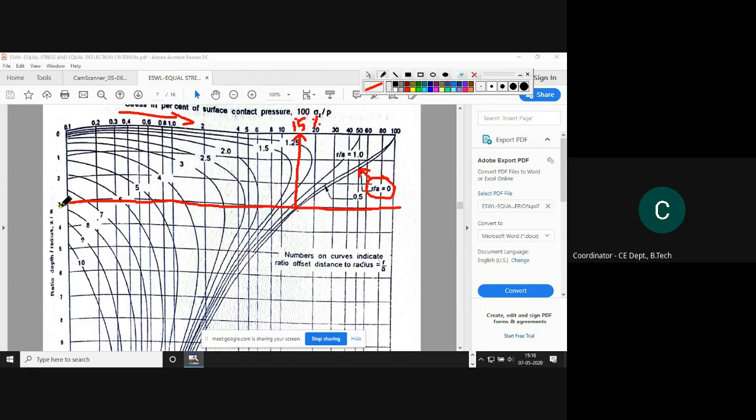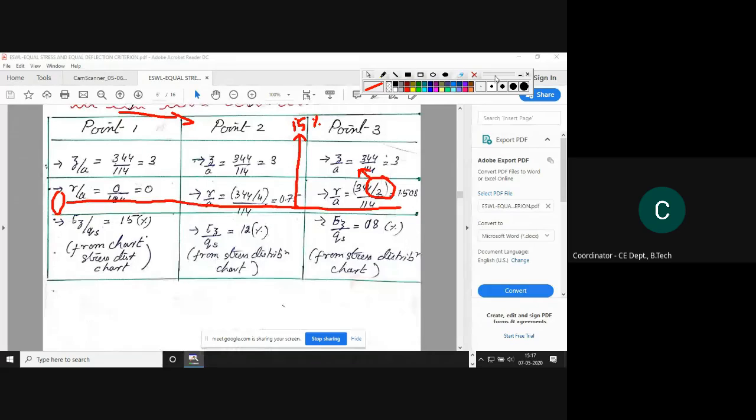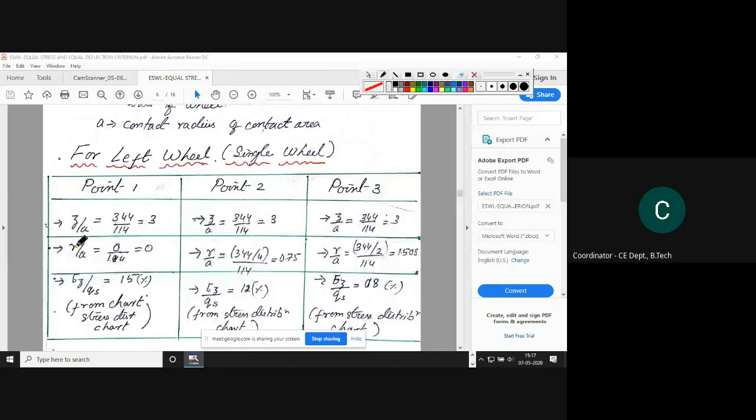For point 1, Z by A is 3. For point 1, R by A is 0. So here we are using this curve. It touches this line here, and we will go perpendicularly to find the sigma Z by P value. So this is your sigma Z by P for point 1, from the left wheel. As I said, from the left wheel, here Z by A is 3, and R by A for point 1 is 0. We calculated it already.